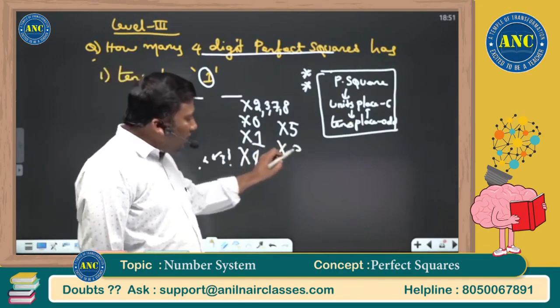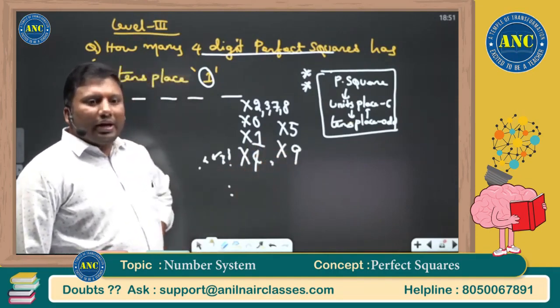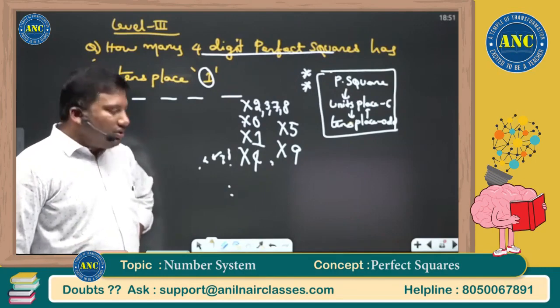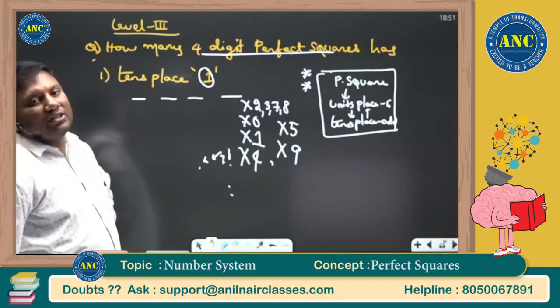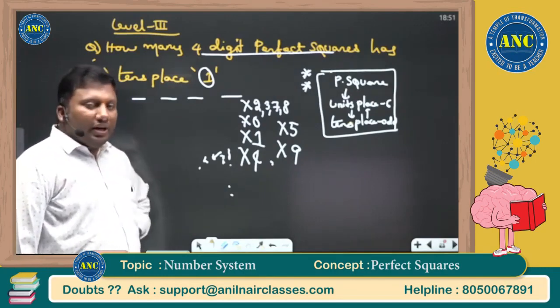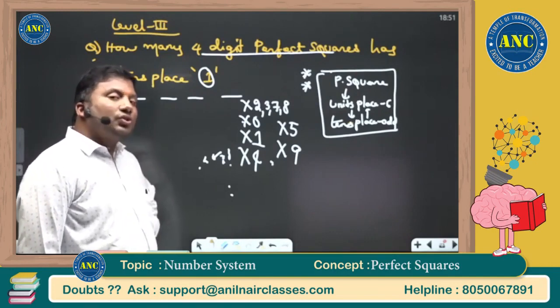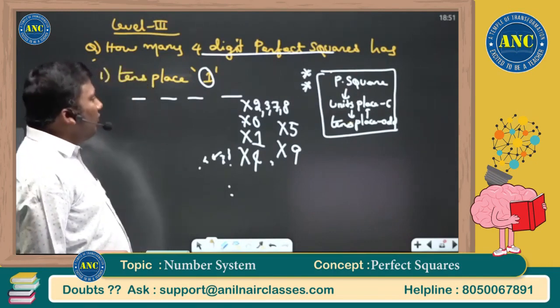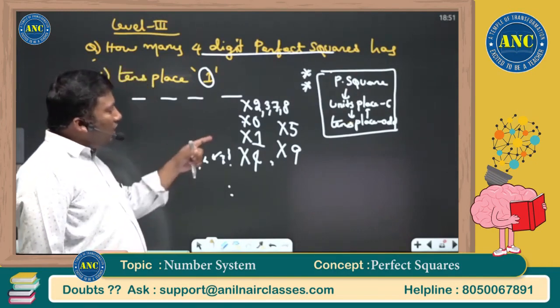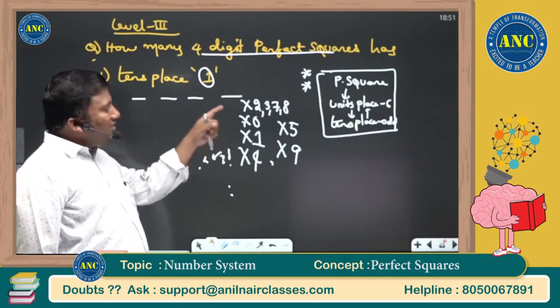A perfect square cannot end with 9. Any perfect square ending with 9: 7 square is 49, 13 square is 169. So which cases are out? 0, 1, 2, 3, 4, 5, 7, 8, 9.